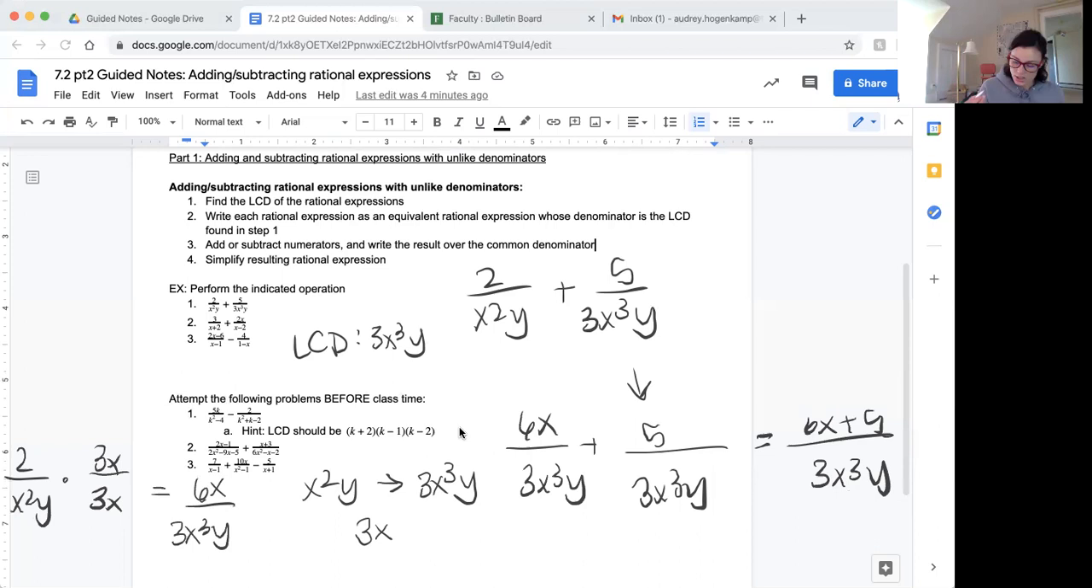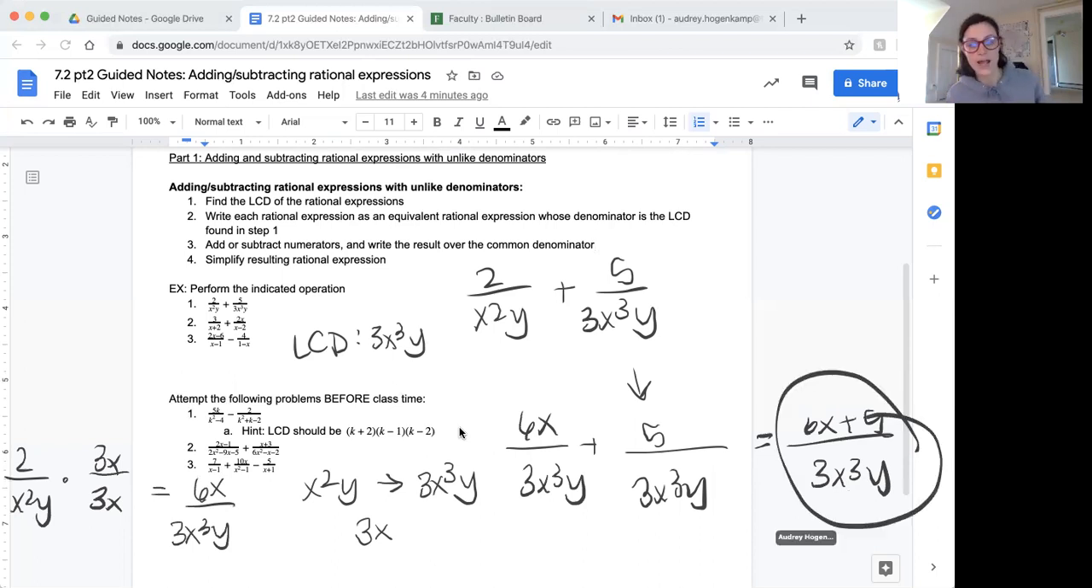And so our final answer, we can't factor anything out of our numerator. So there's no simplification here. Our final answer is going to be 6x plus 5 over 3x cubed y.